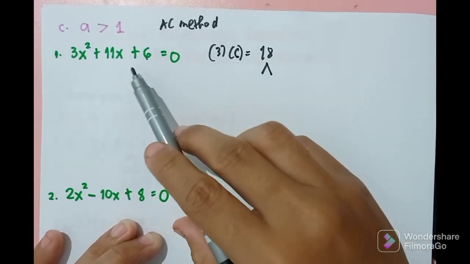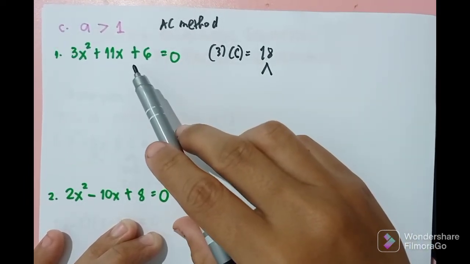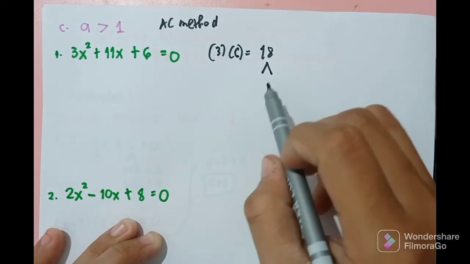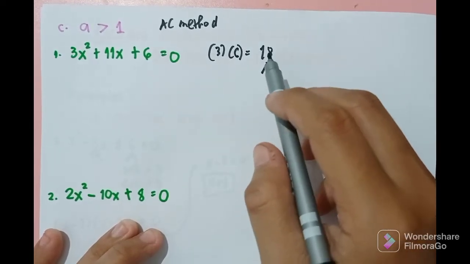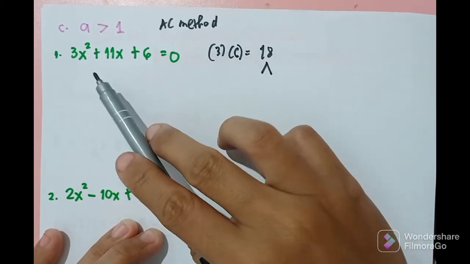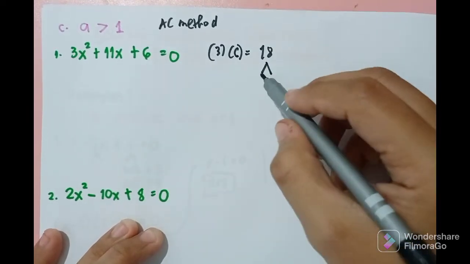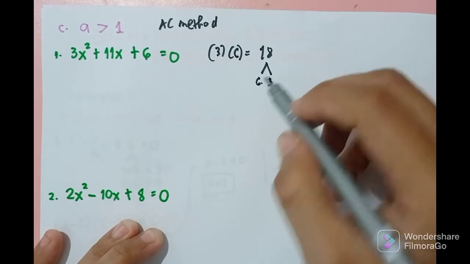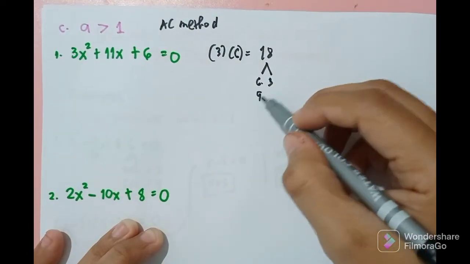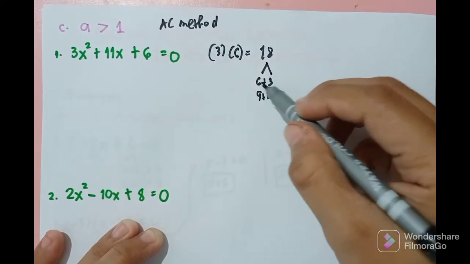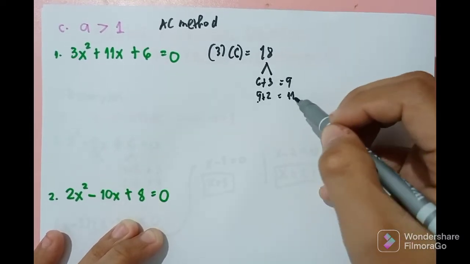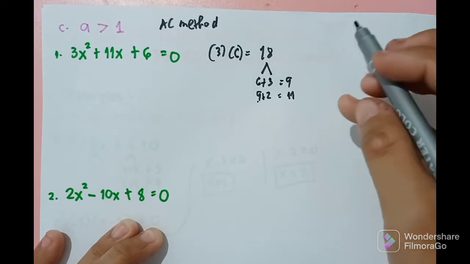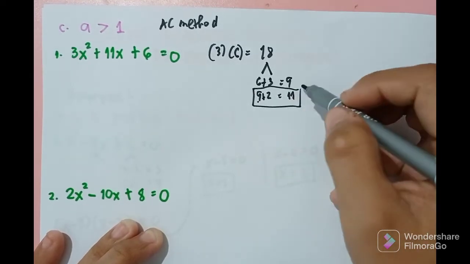So, tingnan natin. C is positive. So, kung positive si C, therefore, yung factors ni 18 ay ipag-add natin. So, ano bang factors ni 18 pag pinag-add equal kay 11. So, again, we have 6 times 3 and also we have 9 times 2. So, let us add 6 plus 3 is equal to 9. 9 plus 2 is equal to 11. So, anong factors kukunin natin? Itong si 9 and 2.